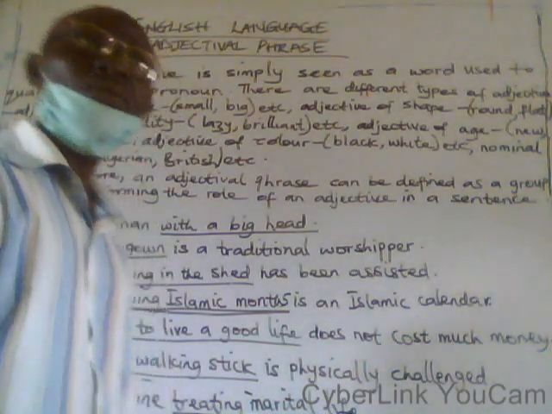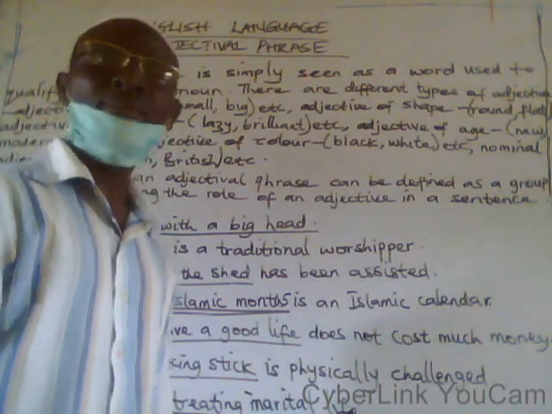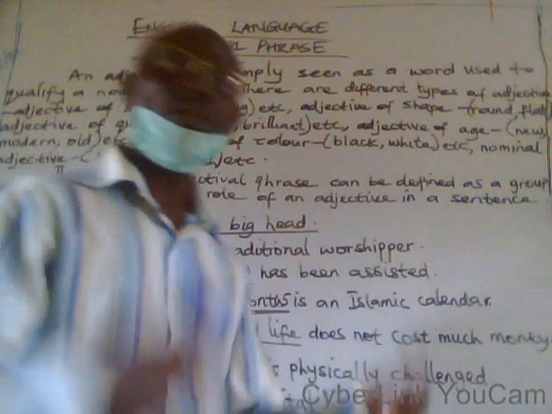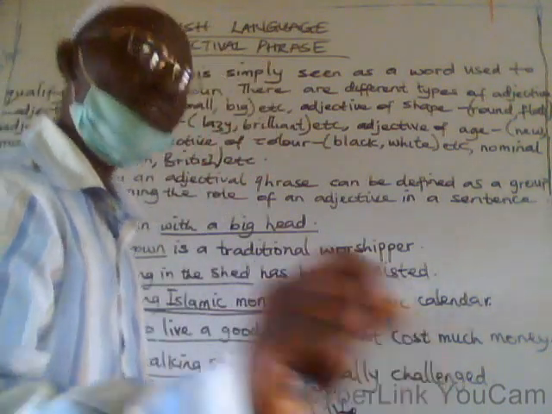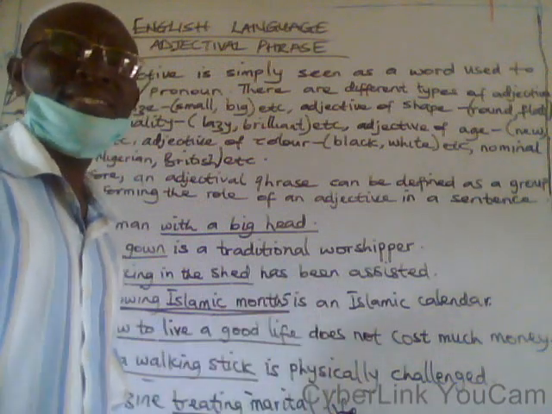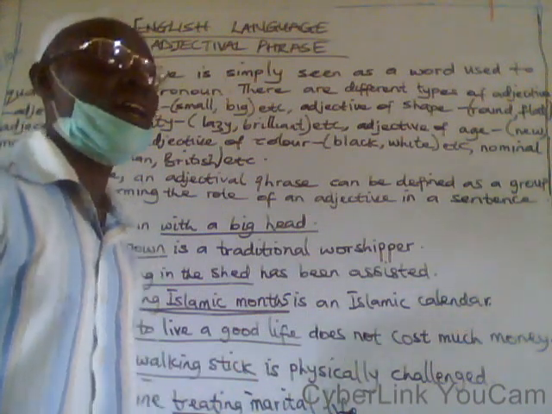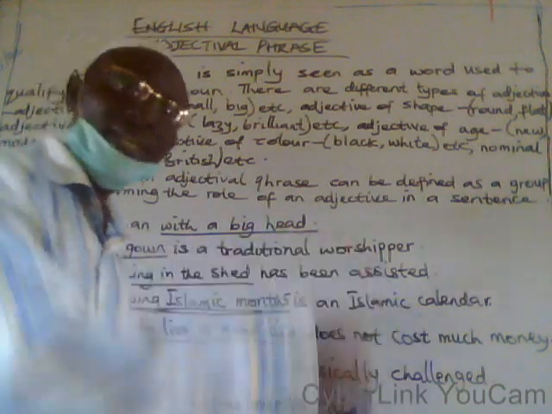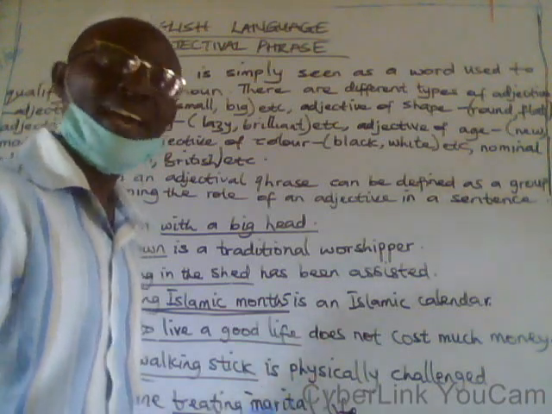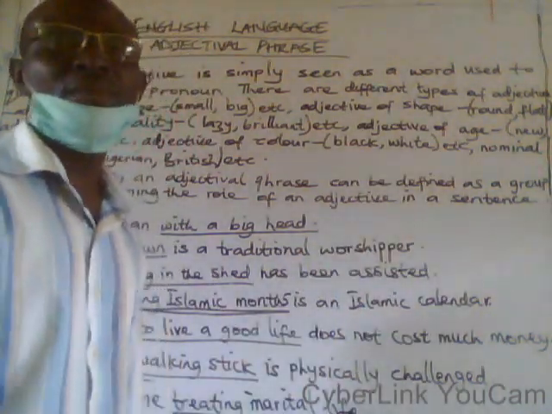Another example I want to tell you, you can say, he passed the exam, qualifying him for the job. If qualifying him for the job is underlined, you know it's describing the exam. Which exam? The exam qualifying him for the job. So qualifying him for the job is an adjectival phrase describing the noun exam. You now say which exam? The exam that qualifies him for the job. I think you are getting it.